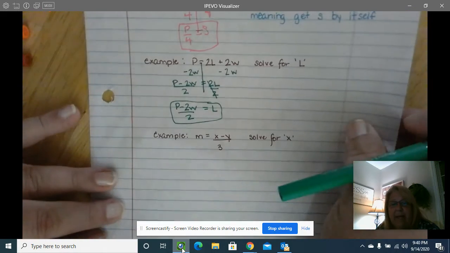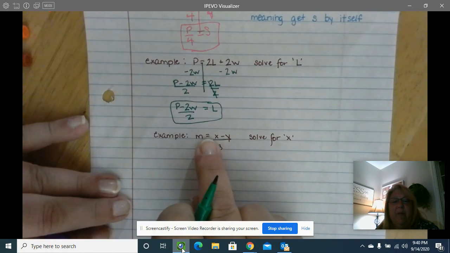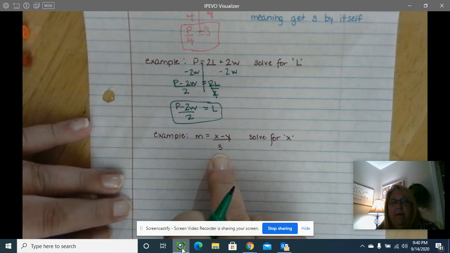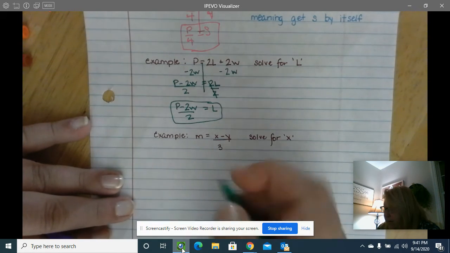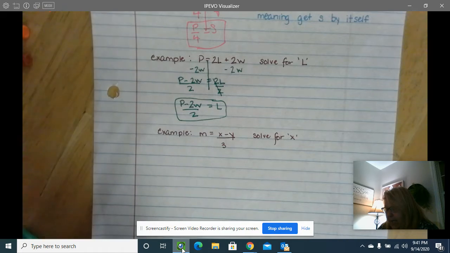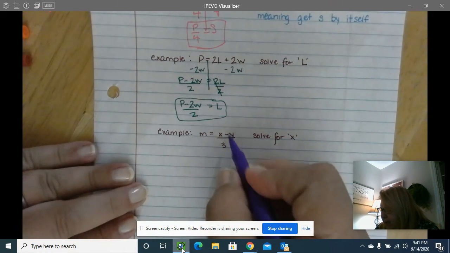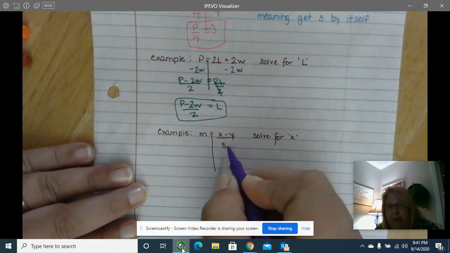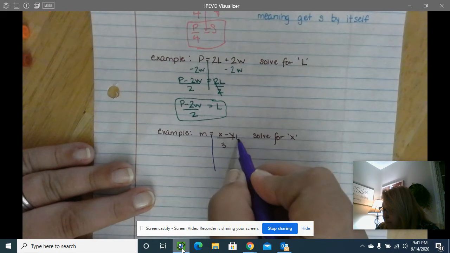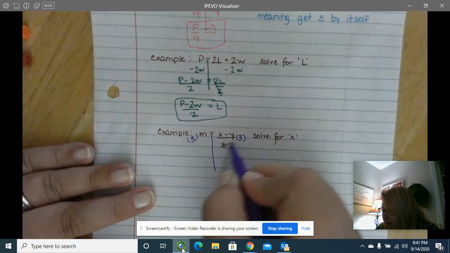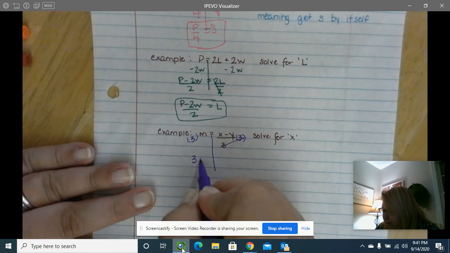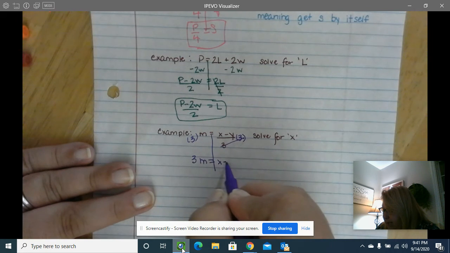Okay, and my last example that I have for you is M equals X minus Y over 3. And I want to solve for that X. The first thing I want to do right here is get rid of that 3. So how do I get rid of the denominator? Well, of course, I'm going to multiply both sides by 3. So that gets rid of it. So now I've got 3M is equal to X minus Y.